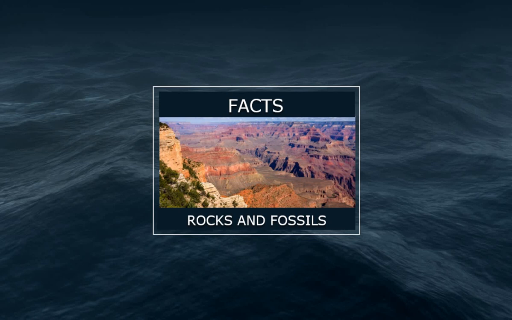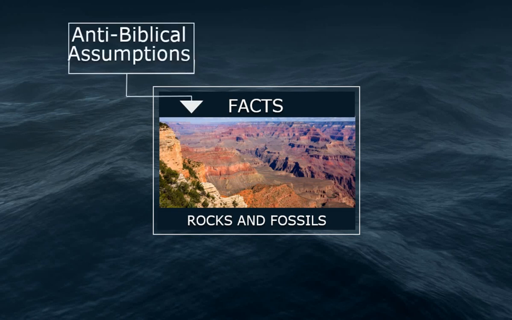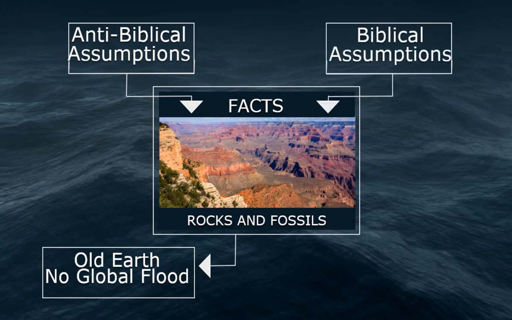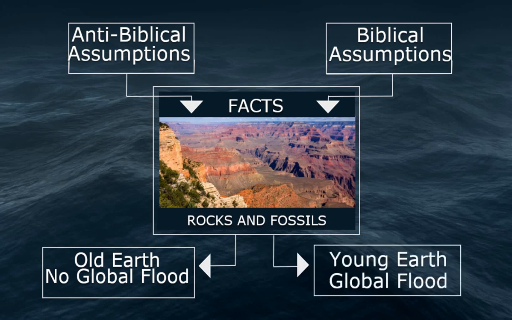So the creationists, evolutionists, we have the same facts. We have the same Grand Canyon. We have the same rocks and fossils. But depending upon your starting assumption, if you're trained to be an evolutionist in millions of years, if you have anti-biblical assumptions, you'll view that as an old earth, no global flood. Those layers were laid down millions of years. But if you have biblical assumptions, then you could say, oh yeah, that's easy to understand. A young earth and a global flood happened.